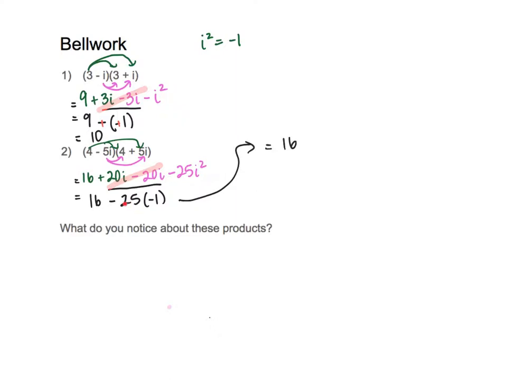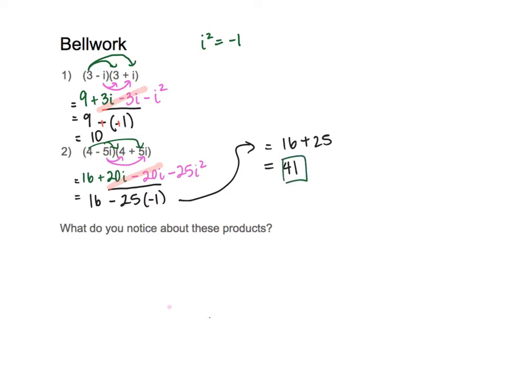Well, negative 25 times negative 1 is going to give me positive 25. And so if I add these two numbers together, it looks like I get, let's see, 16 plus 25 is going to be 41. So it looks like I get 41. So from here, I can see that here is my simplified number. So I'm just going to box that in.